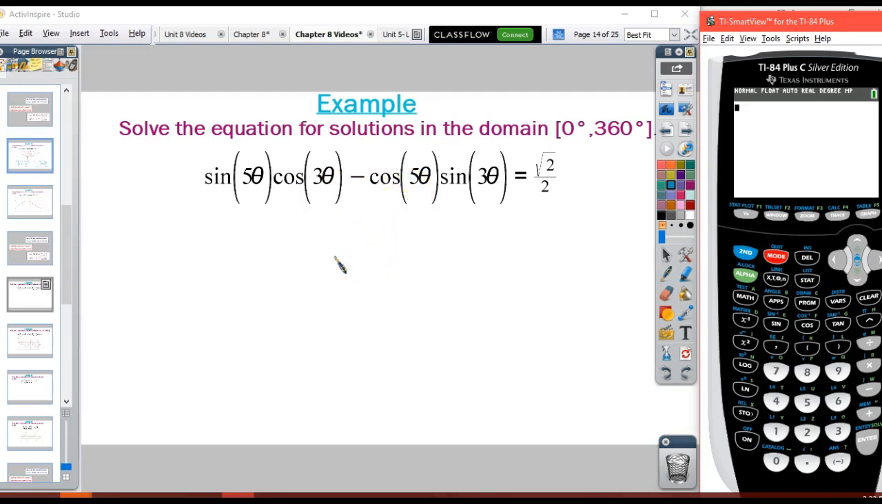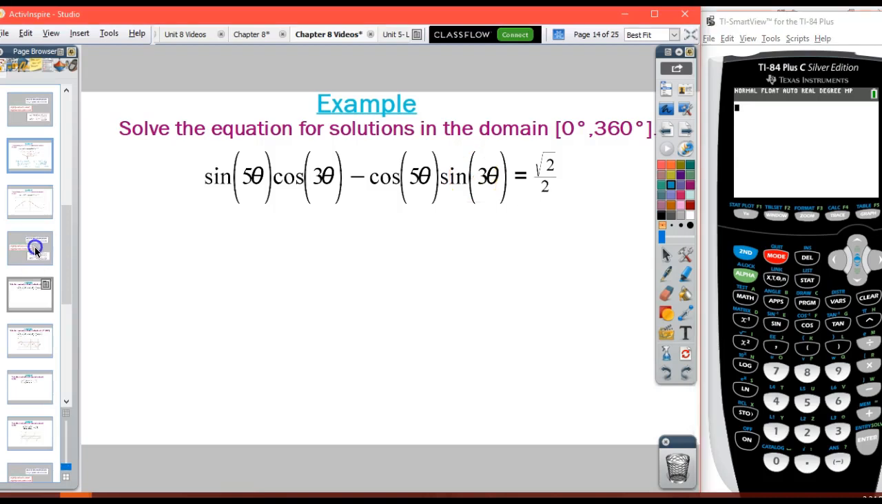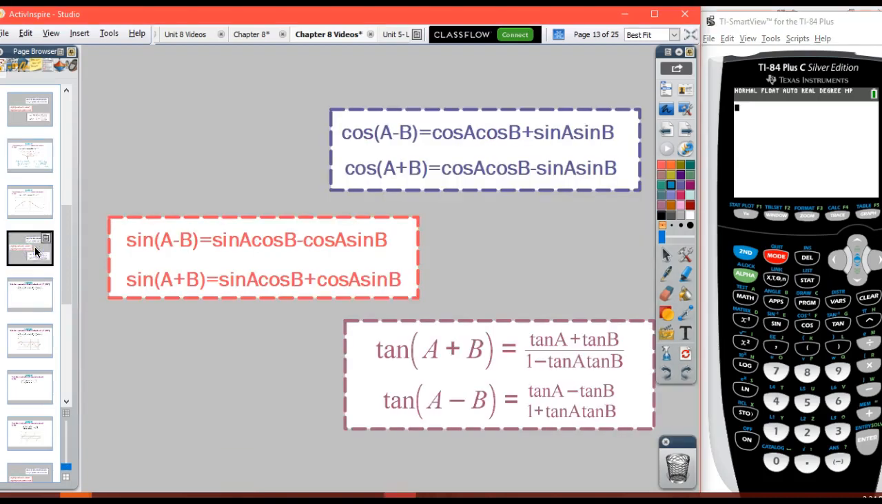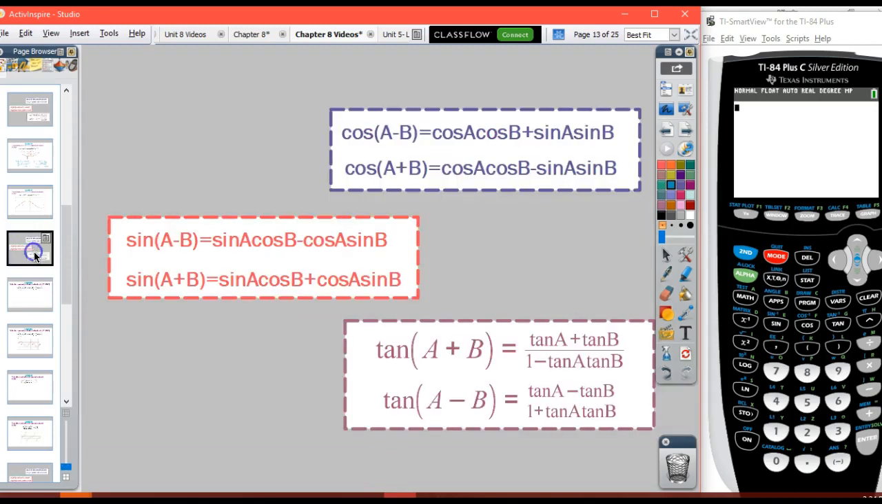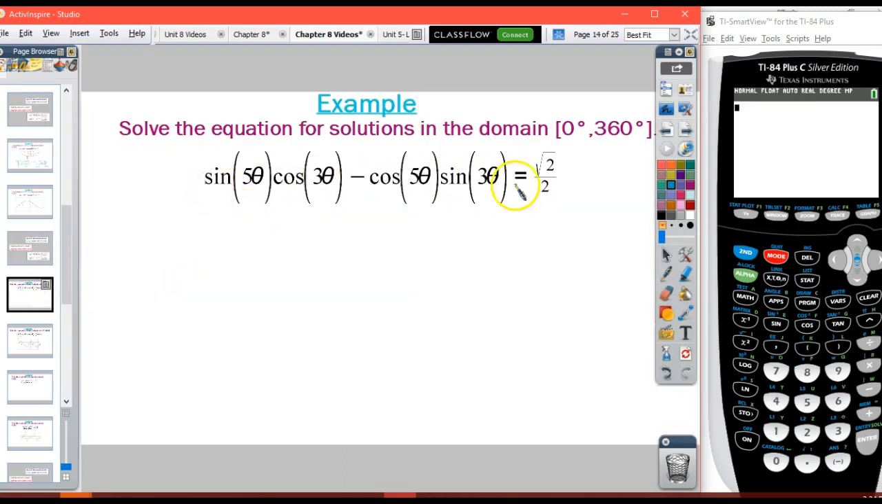If you look at the pattern sine, cosine, cosine, sine, and compare it to the identities that we found, I know that this is either going to be a sine difference identity or a sine sum identity. Sine, cosine, cosine, sine for both of these. Now in our problem we're subtracting the two terms, so that tells me that we're dealing with a sine difference formula.